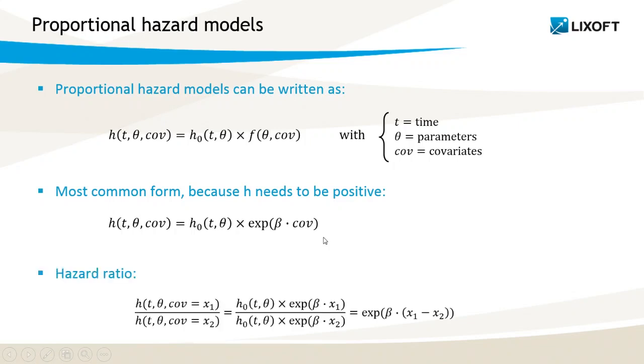They are convenient because the hazard ratio for two different values of the covariate is very easy to calculate. If I'm looking at the ratio of the hazard when the covariate value is x1 and when its value is x2, I see that actually the baseline hazard cancels out and the hazard ratio only depends on beta and the covariate values. And this is true at any time.